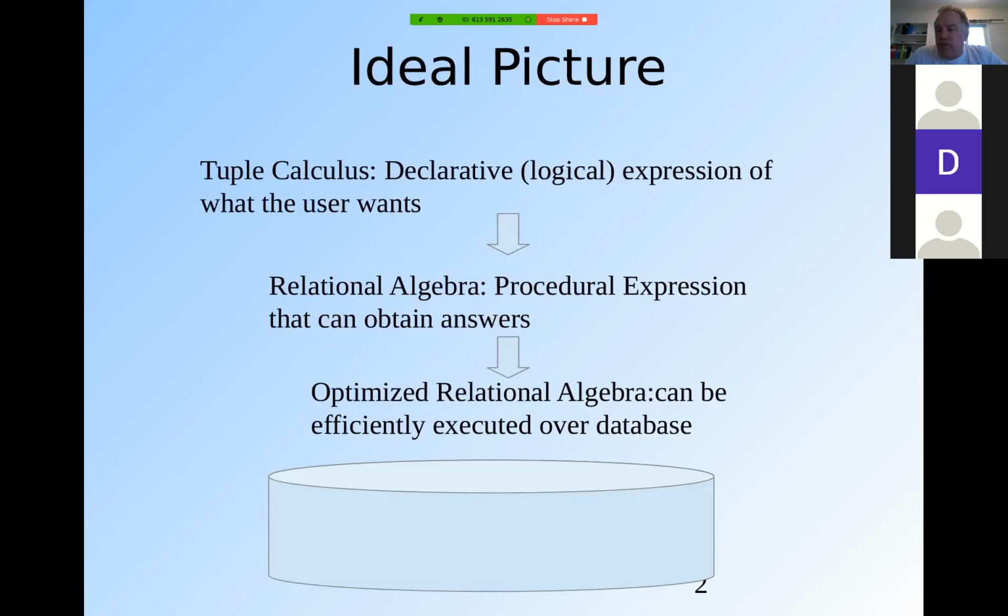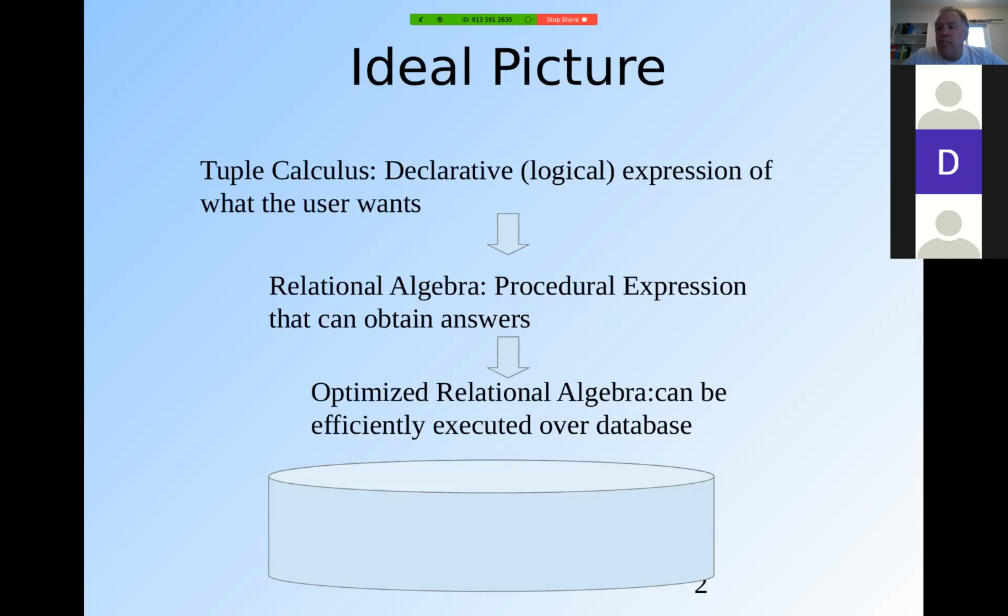Now, those expressions aren't very good for a computer. A computer can't just take a declarative expression of what the user wants. Computers can't work with something like that. They need something procedural, something they can actually execute, right? That's the relational algebra. There's a correspondence between these declarative statements in the tuple calculus and what we're going to call the relational algebra, which is the first thing we'll cover today, and which gives a procedure for a computer to actually obtain the answers, okay?